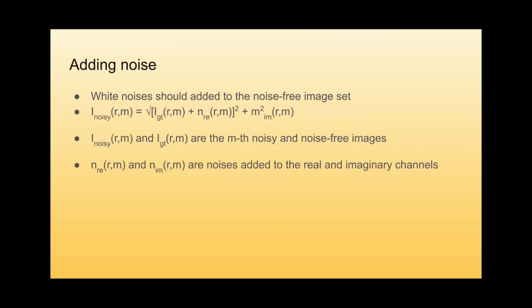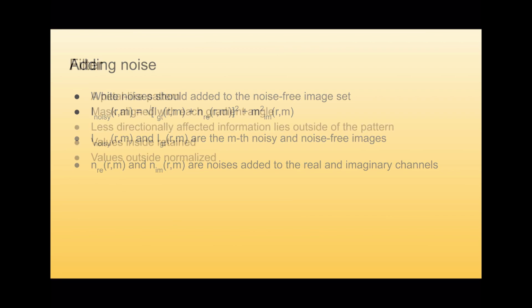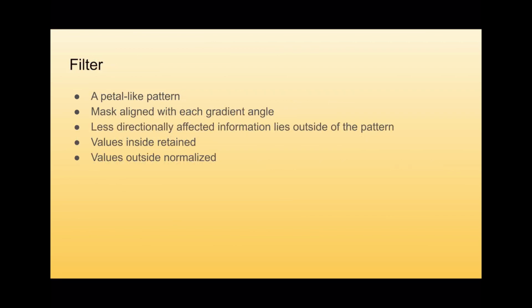We start with adding white noise to the noise-free image set. I-noisy and IGT are the nth noisy and noise-free images, while NRE and NIM are the noises added to the real and imaginary channels. We achieve denoising by applying a filter to the image set. The filter is a petal-like pattern. It is a mask aligned with each gradient angle. After applying the mask, the less directionally affected information should be lying outside of the pattern, so the values inside of the pattern are retained and the values outside are normalized to the mean K-space data.